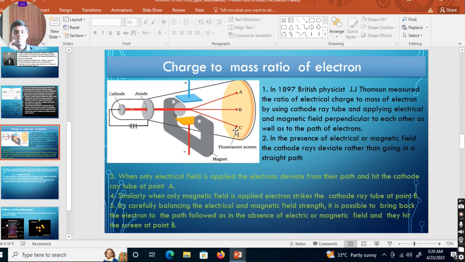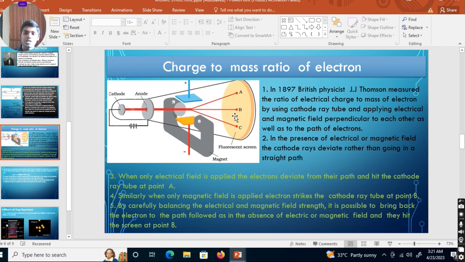Now, what happens is when he balances both the electric field and magnetic field at the same level, the cathode ray particles touch the fluorescent screen at point B. Likewise, when we have not taken any field, the cathode ray particles also touch at point B. When we balance both fields, the cathode ray particles also touch point B.